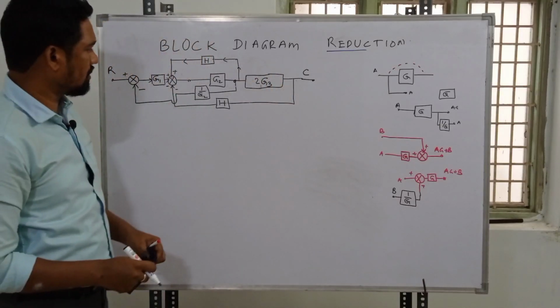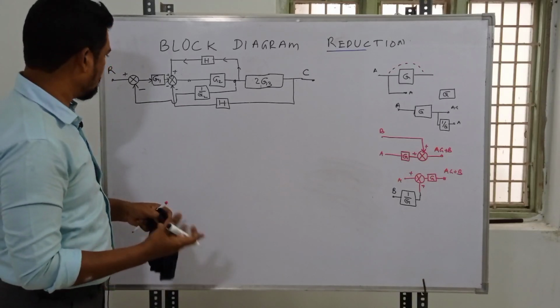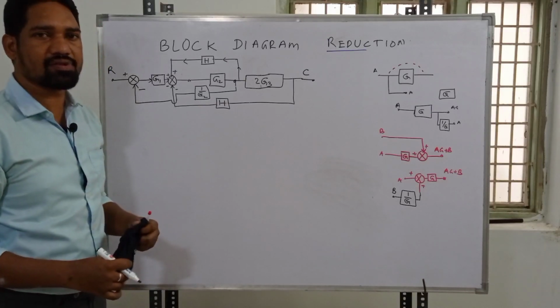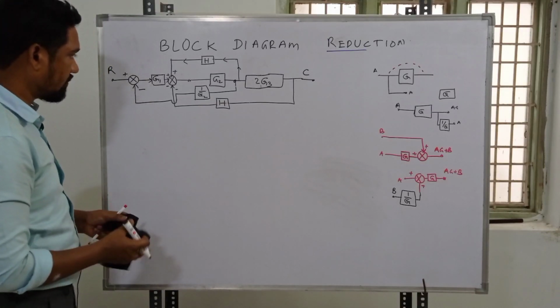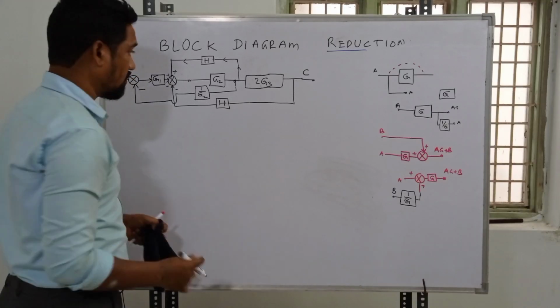Okay guys, don't get confused with the G1s and G2s. Why? Because a mistake will give an error, like we shouldn't have a square term. We generally don't get a square term in block diagram reduction. That's another reason, and you can understand it if you solve a series of problems.